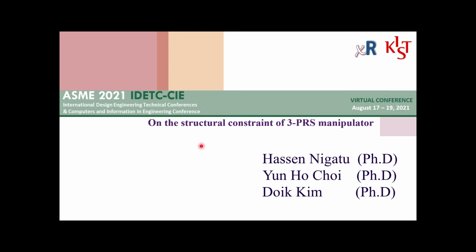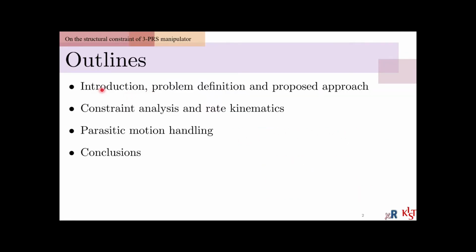Today I'm going to present on the structural constraint and motion analysis of lower DOF parallel manipulators, taking the 3-PRS mechanism as a demonstrating example. First, I will introduce the basics, define the problem, and present the proposed approach. Then the constraint analysis and rate kinematics will be discussed as the basis for the parasitic motion analysis. Following the rate kinematic analysis, the parasitic motion handling will be discussed at the velocity level and concluded.